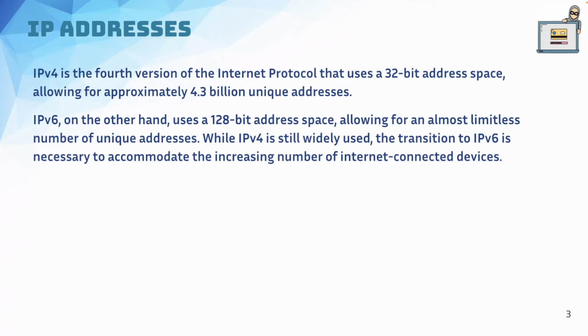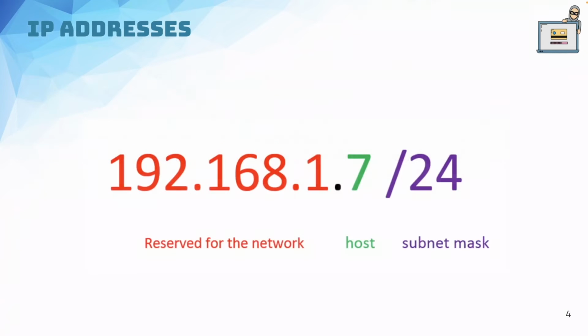IPv6 is the next follow-up, so not IPv5 as you might imagine, but IPv6. And it's going to use the 128-bit addressing space, which will allow for almost limitless number of unique addresses. IPv4 is still widely used, but the transition to IPv6 is necessary because there are an ever-increasing amount of internet devices coming on and on to the networks, and we need to give them all proper addressing.